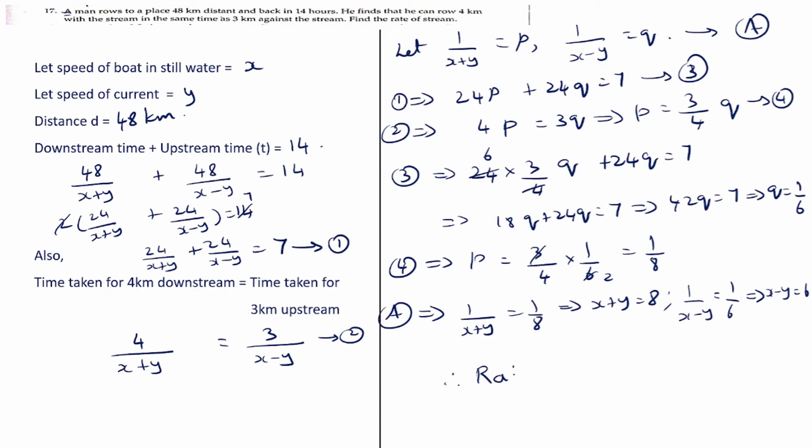Therefore, rate of stream equal to (8 minus 6) by 2. It is 2 by 2, which is 1 kilometer per hour. So this is the rate of stream.